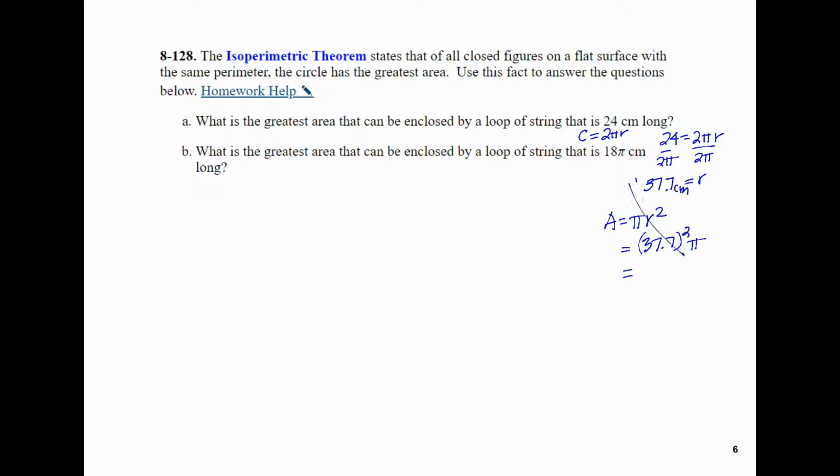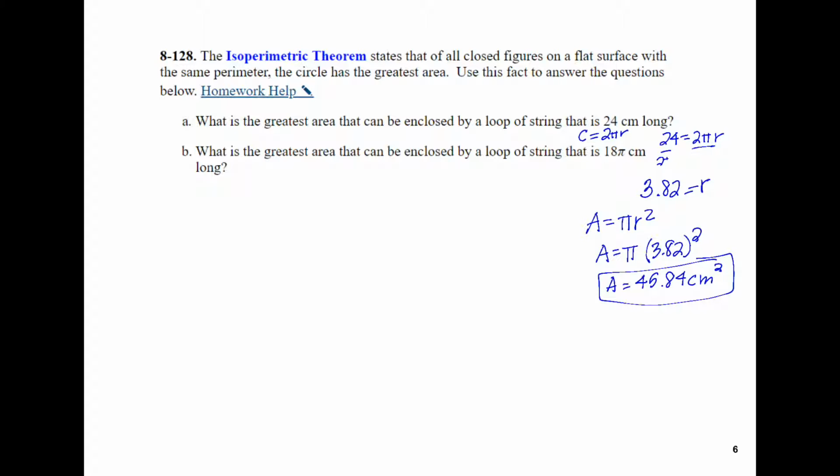So make sure this doesn't make sense. Make sure you check your math. When we divide 24 by 2 pi, we actually get a radius, sorry about that, of 3.819, or a radius of 3.82. When we plug that into our area formula, which is pi r squared, the area is equal to pi times 3.82 squared, which gives us an area of approximately 45.84 centimeters squared.